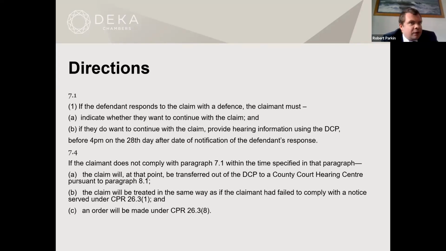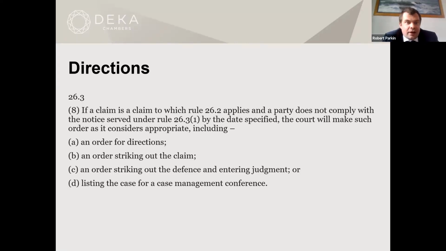So in other words, the claimant has 28 days from the date of receipt of the defendant's defence and directions questionnaire to respond with their own directions questionnaire. And if they don't, they're exposed to sanctions under 26.3.8. 26.3.8, for the sake of completeness, is a very woolly provision. The court can impose almost any sanction it thinks fit. It can order directions, it can strike out the claim, it can strike out the defence and enter judgment. And it can list the claim for a case management conference.